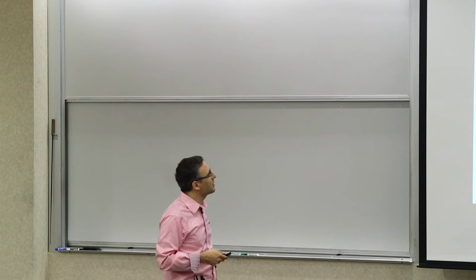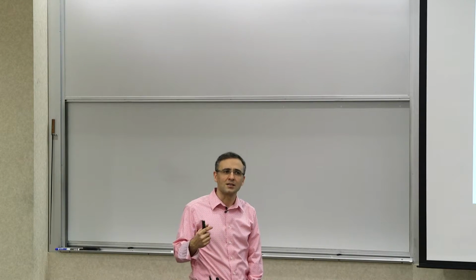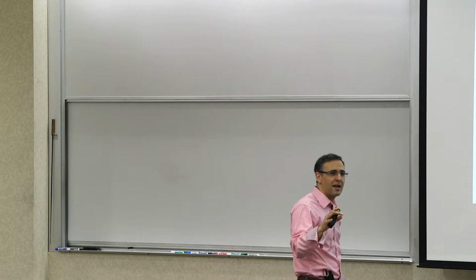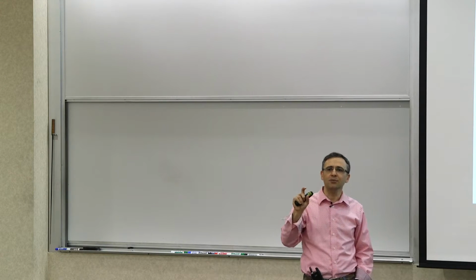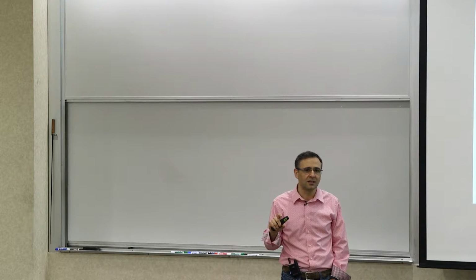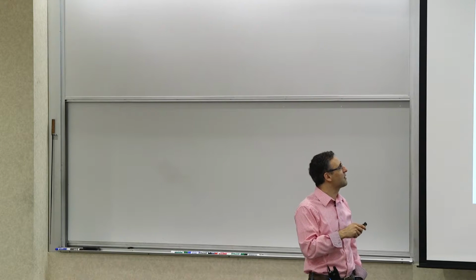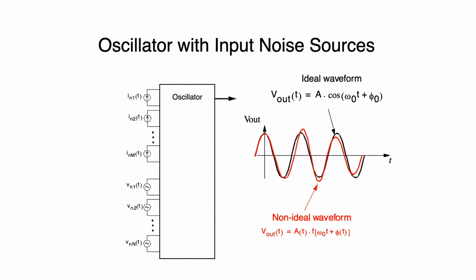So in this viewpoint, you can think about an oscillator as a noiseless box that has multiple inputs, and the inputs are the noise sources in the system, right? These are the noise sources that can be intrinsic or extrinsic. Now, an ideal oscillator should produce what? Should produce a waveform that is some constant amplitude and, for example, cosine of omega naught t plus some constant phase.